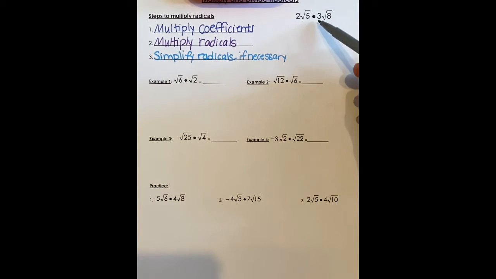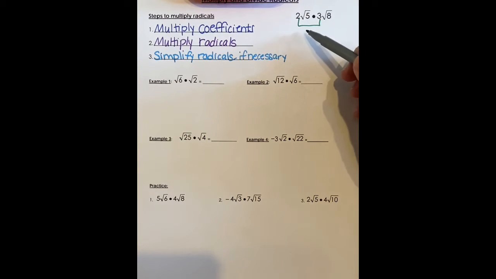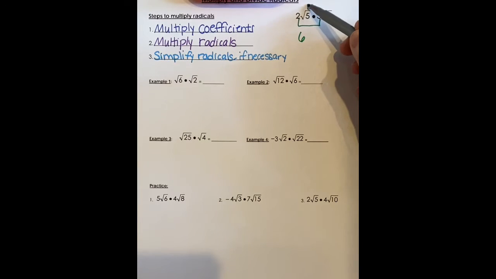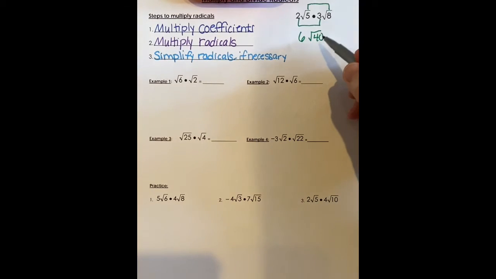So we have 2 radical 5 times 3 radical 8. So we want to multiply 2 times 3, which is 6. Then we're going to multiply radical 5 and radical 8, which would be radical 40. And now I want to simplify radical 40 because 40 contains a perfect square factor of 4.